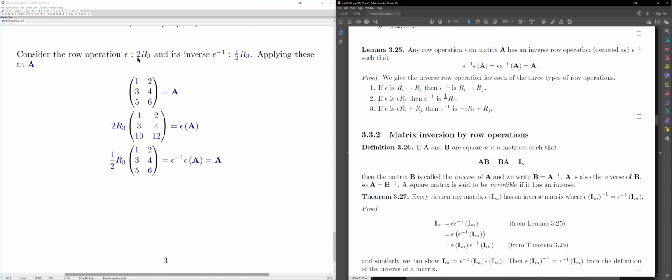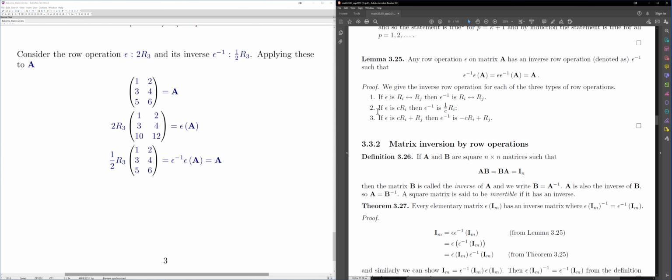This is in the case of when epsilon was multiplying a certain row by a non-zero scalar. To reverse the effect of multiplying that row by a non-zero scalar, you just multiply the same row by the reciprocal of that non-zero scalar. So if this is 2 over here, you need to multiply by a half. That's the inverse, and that works for anything. It doesn't have to be 2. If the row operation was 5 row 3, then the inverse would be 1 on 5 row 3.